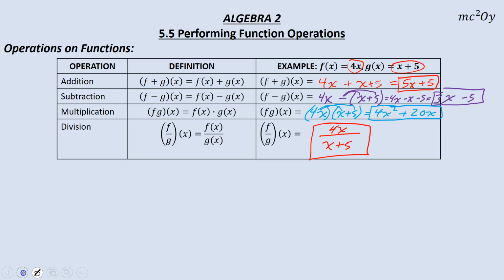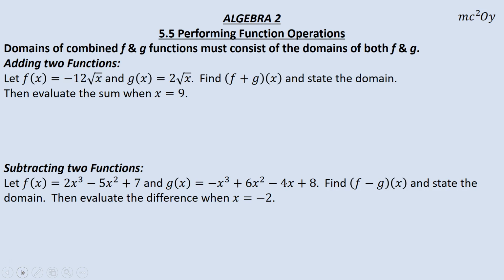Let's go ahead and switch it up here. All right, domains of combined f and g functions must consist of the domains of both f and g, and I'll show you what that means when we go through and add one of these up and show you how that affects the domain. So first, find f plus g of x and state the domain. I'm going to take f, which is negative 12 root x, and add to it g, which is 2 root x.